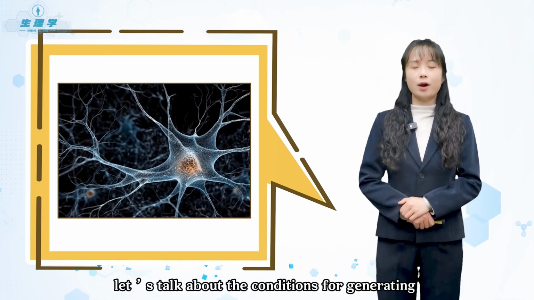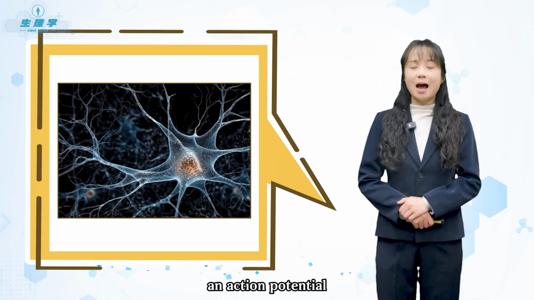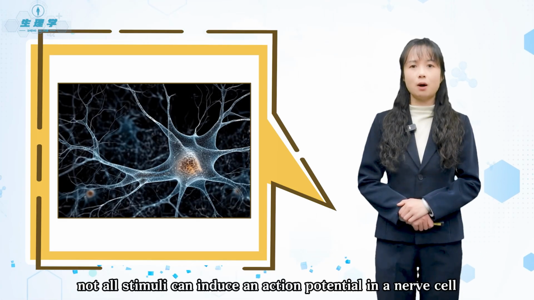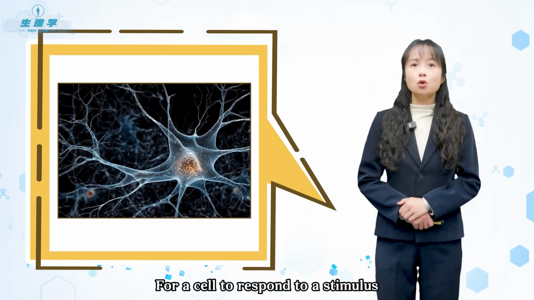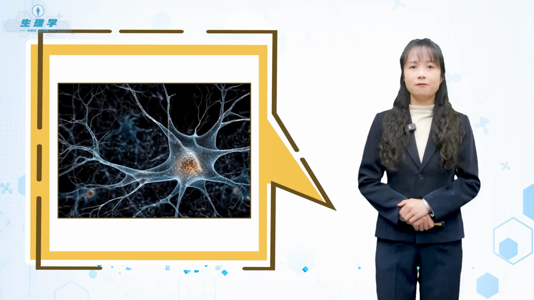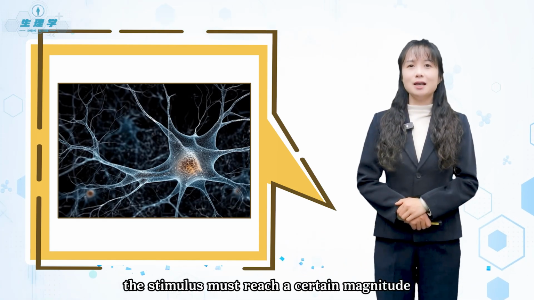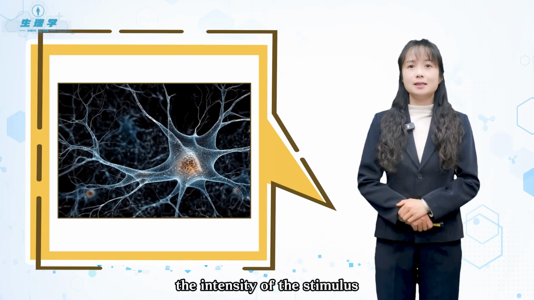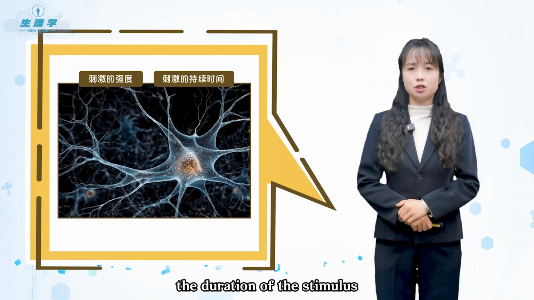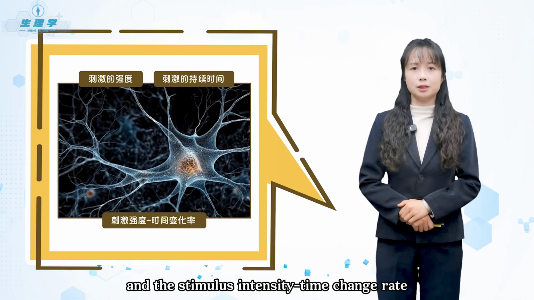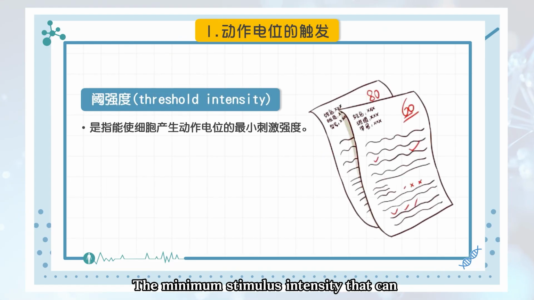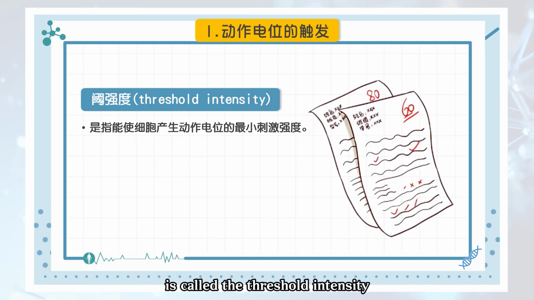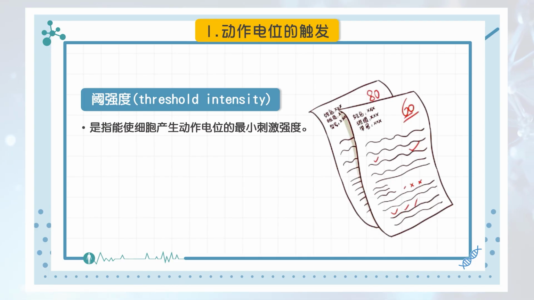First, let's talk about the conditions for generating an action potential. Again, take a nerve cell as an example. Not all stimuli can induce an action potential in a nerve cell. For a cell to respond to a stimulus, the stimulus must reach a certain magnitude. This usually involves three parameters: the intensity of the stimulus, the duration of the stimulus, and the stimulus intensity time change rate. The minimum stimulus intensity that can induce an action potential in a cell is called the threshold intensity.